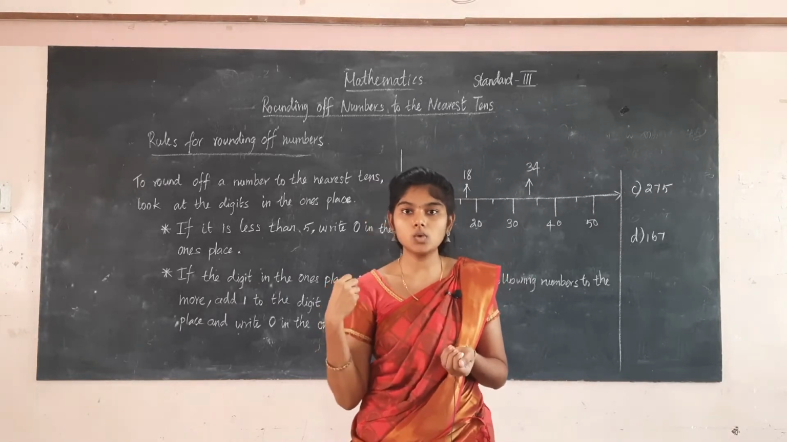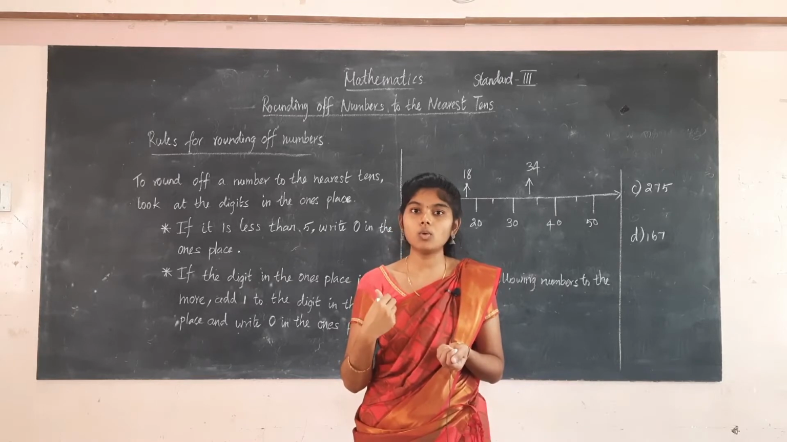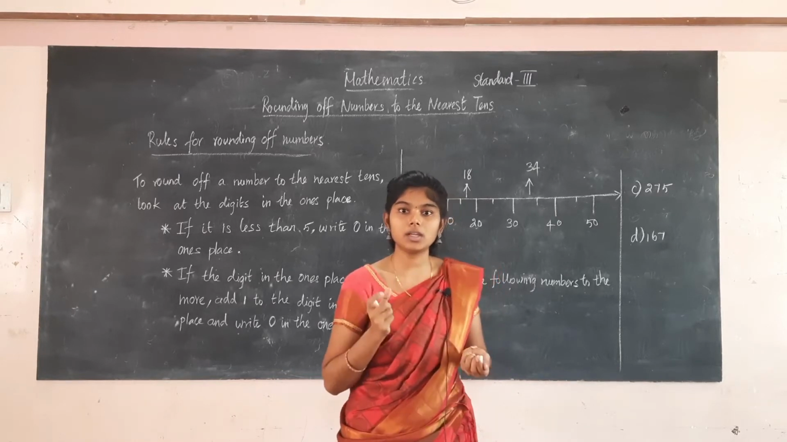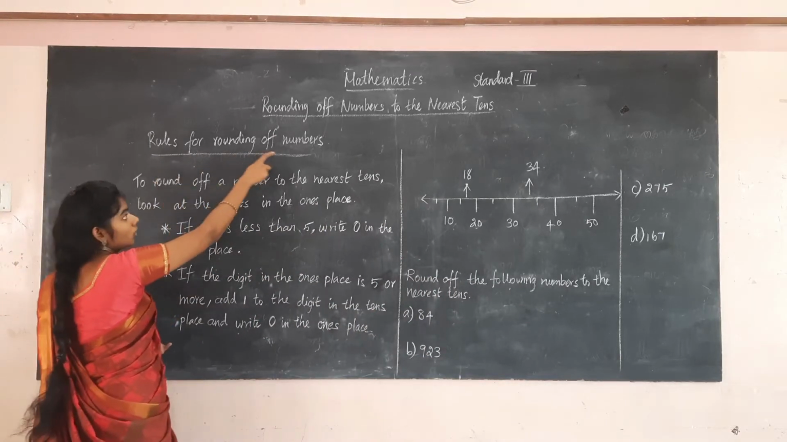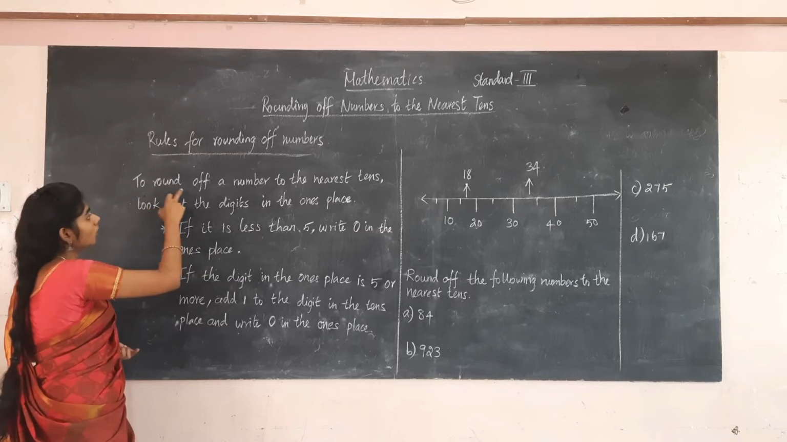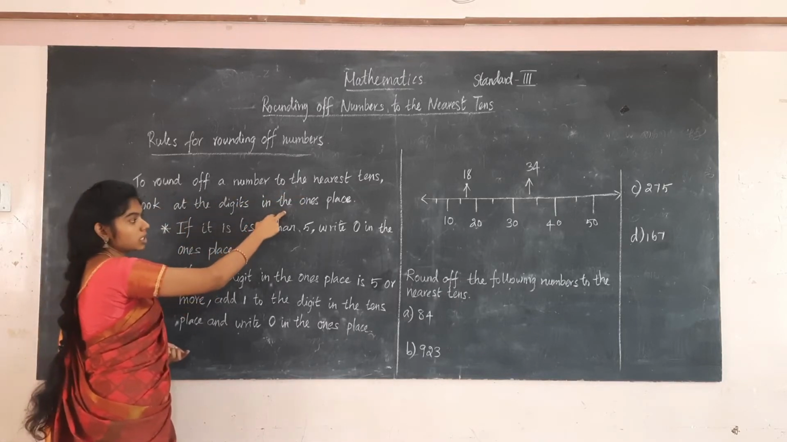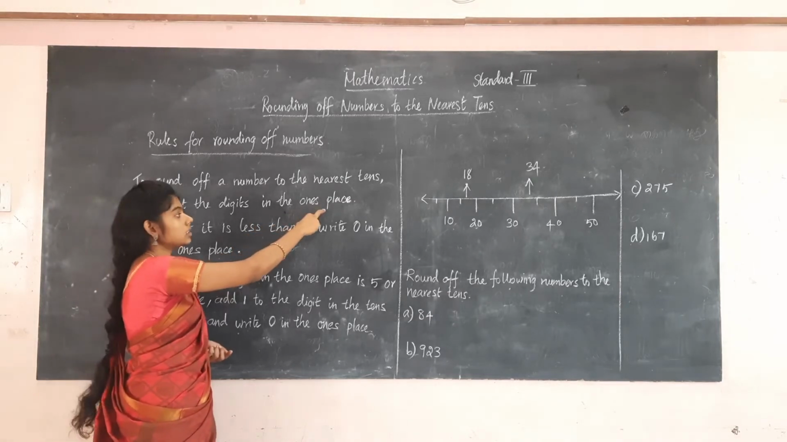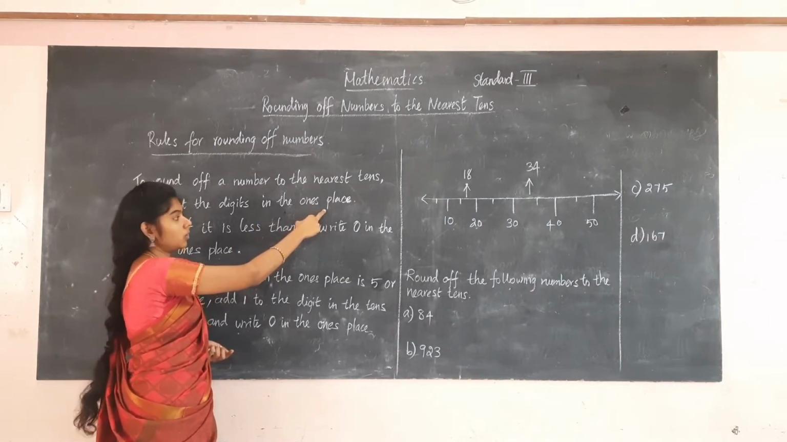Let's see the rules of rounding numbers to the nearest tens. Then you will come to know the real meaning of what I said about 20. See the first rule. Rules for rounding off numbers to the nearest tens. First, to round off a number to the nearest tens, look at the digit in the ones place. Where do we have to look? In the ones place.